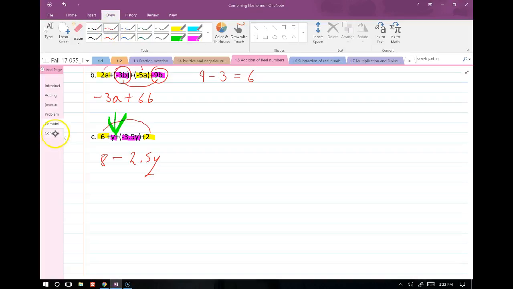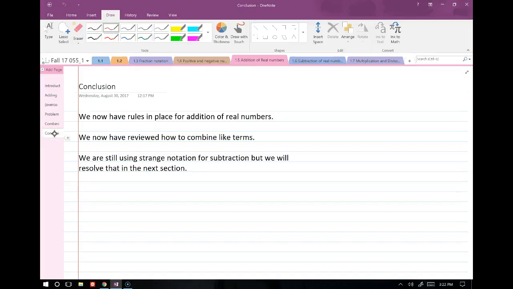All right. So, in conclusion for this chapter, now we have rules in place for addition of real numbers. We're still writing our subtraction in a weird way, which is strange, but that's just because we haven't officially gone over subtraction yet, and so we need to keep the notation rigorous. It's just a weird math thing. You guys don't have to worry about it too much. But next chapter, we're going to be able to do away with that strange notation.